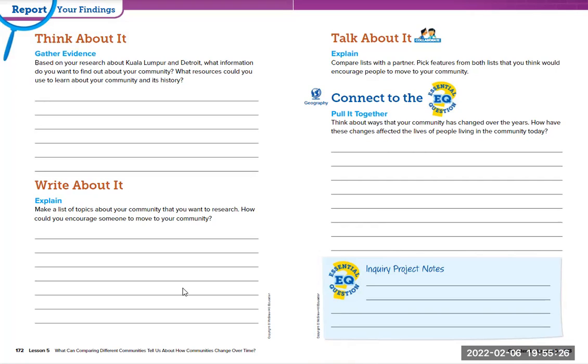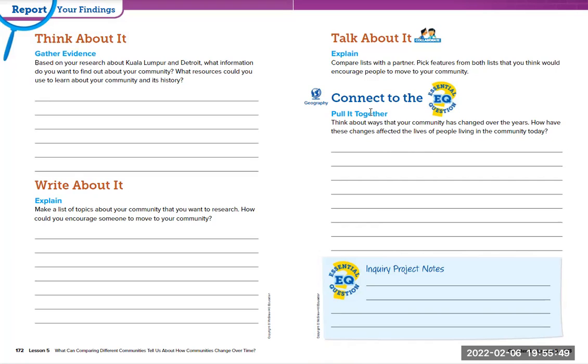And I could say that San Diego is very safe. Based on where I live, I could say that it's very active, and that there's always good places to visit, like parks. And those are all things I can use to encourage someone to move to my community.